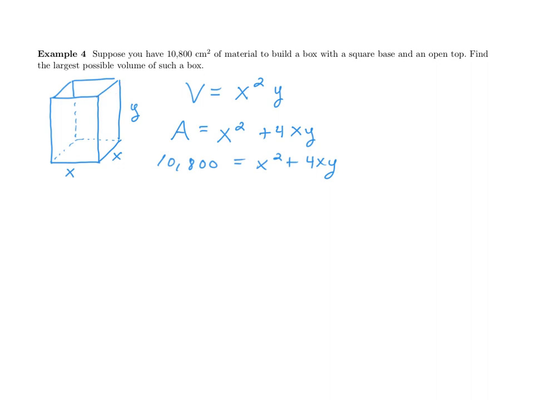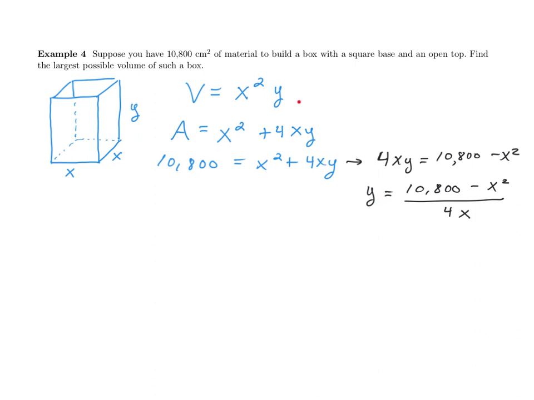so we don't have to account for both sides of it. What we can do with this now is, if I want to maximize the volume, I think we can solve this equation for y pretty easily. It'll be in terms of x, which will go right here. This will be a function that we can take the derivative of and find maxes or mins. If I take this equation and solve for y, I guess I would first subtract x squared. So this will be 4xy is equal to 10,800 minus x squared, and therefore y is equal to 10,800 minus x squared, all divided by 4x.